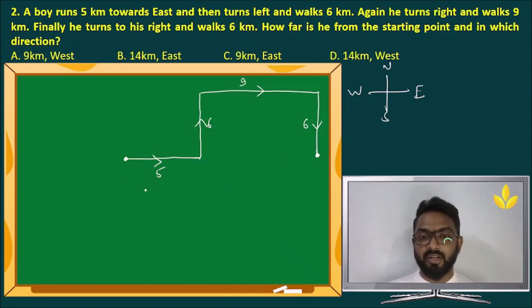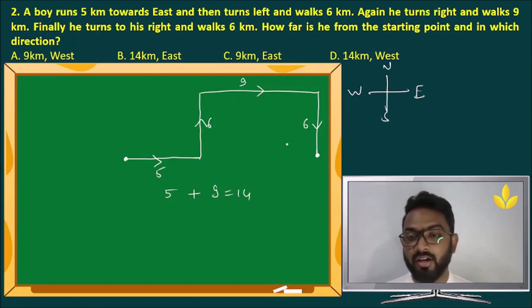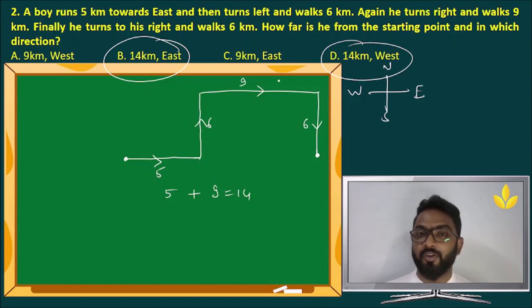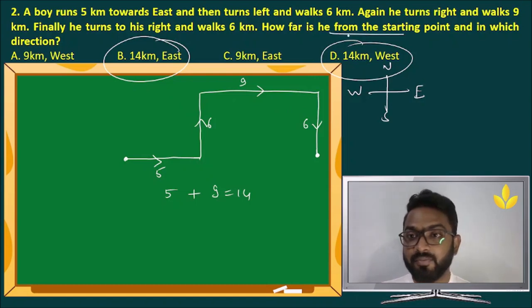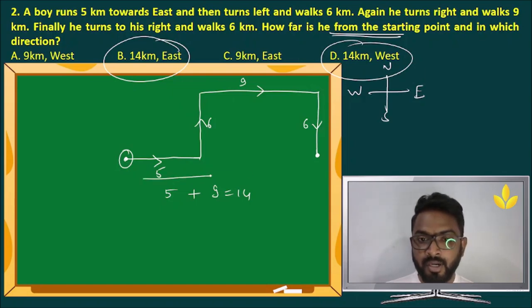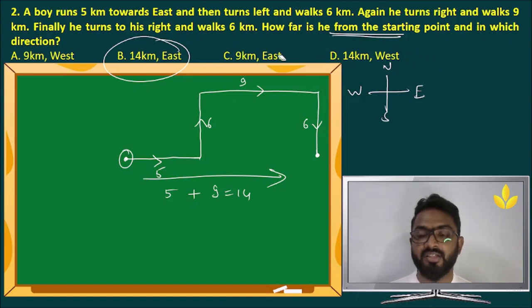How far is he from the starting point? Obviously, we have 5 plus this much is 9. Answer is 14. And in which direction? Now this is where a lot of people make a mistake, because 14 kilometers east also is there in the options and 14 kilometer west also. So we need to be very careful about what is the reference. They have asked how far is he from the starting point. The starting point is obviously this part. So from this part in this direction. What is this direction? Obviously east. So the answer is not west, answer is east.